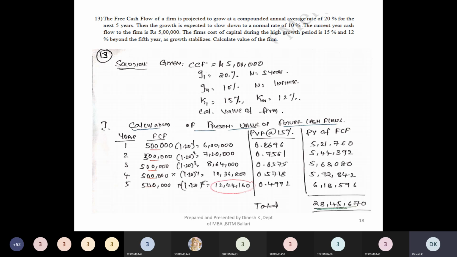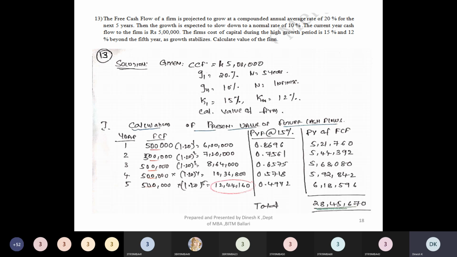Similarly, if you want to calculate the present value for the second year, right? So you come to know the future cash flow for the second year, that is 7,20,000. Then you want to know what is the present value factor, right? If you want to calculate, what you will do is 1 divided by 1.15 to the power of 2, right?